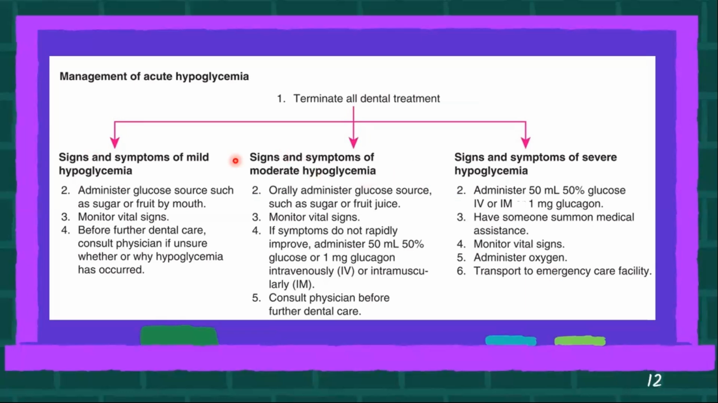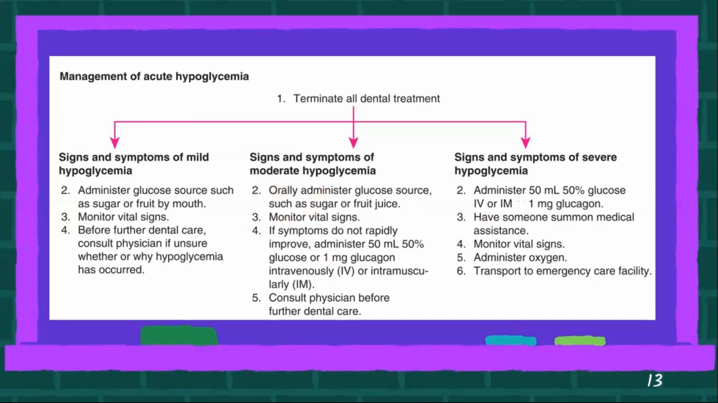The flowchart displayed here provides a structured approach to handle hypoglycemic episodes, crucial for ensuring patient safety during dental treatment. This flowchart explains hypoglycemia management by dividing it into 3 categories: mild, moderate, and severe hypoglycemia. Each category has specific steps to ensure effective and timely intervention.